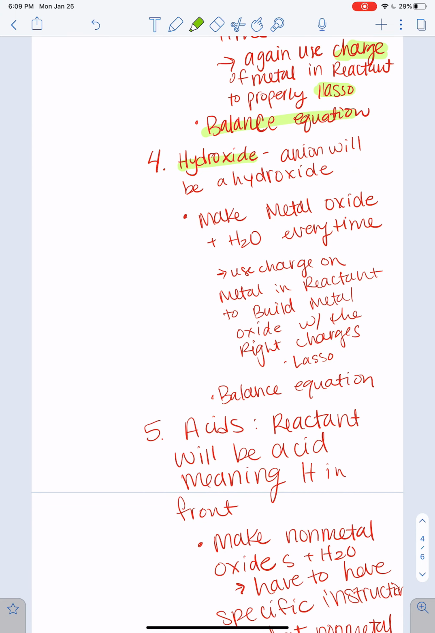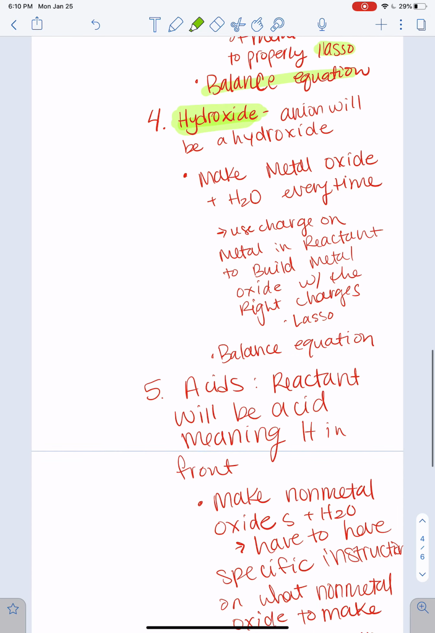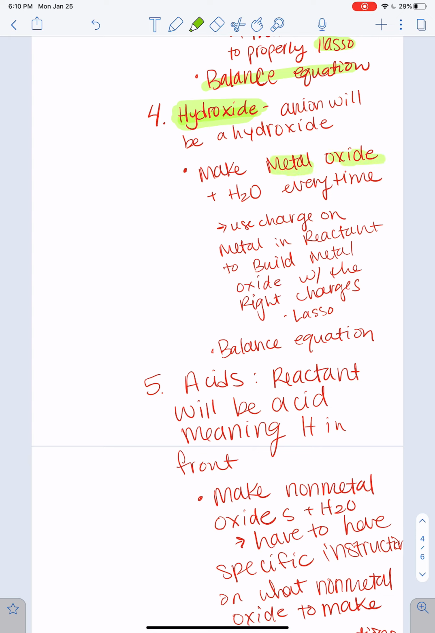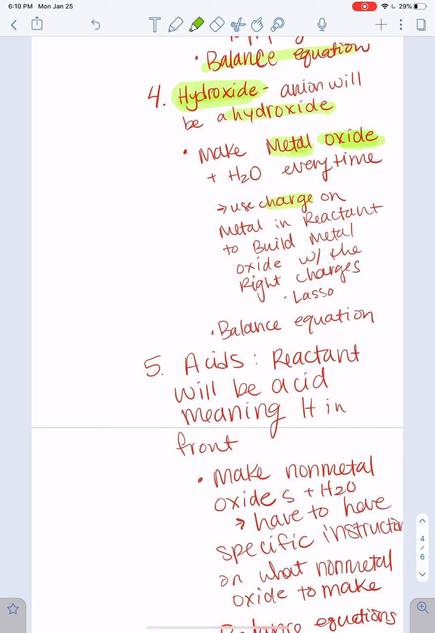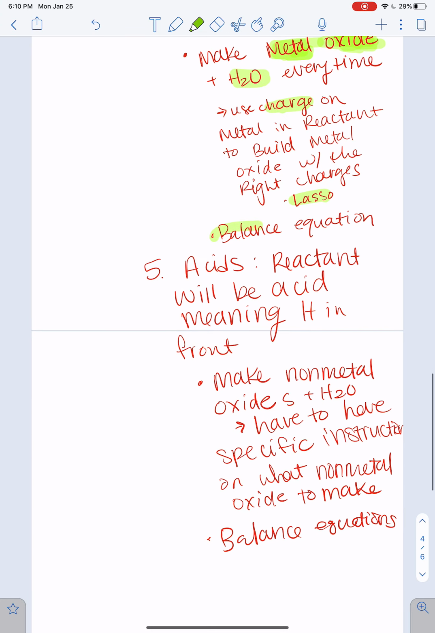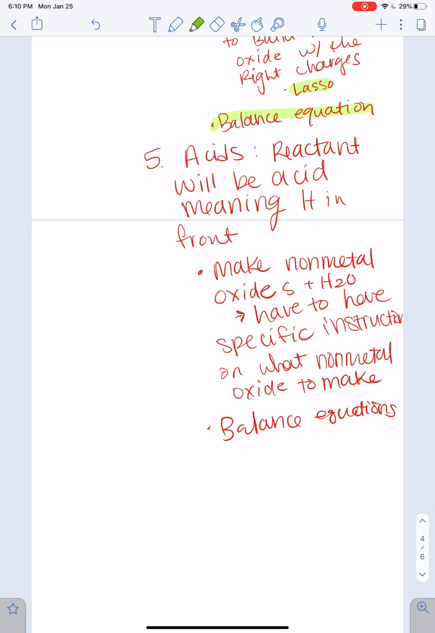I mentioned this a second ago, but you also have a hydroxide. This is a decomposition in which the compound on the reactant side is a hydroxide. You will create a metal oxide. So whatever metal was with the hydroxide on the reactant side, you will bring that metal over and put it with oxygen. And you will also remember to bring the charge and build the compound using that charge, and then lasso, making the charges balance. You will make a metal oxide and water every time. Balance the equation.